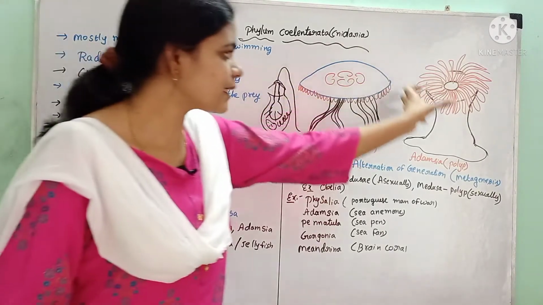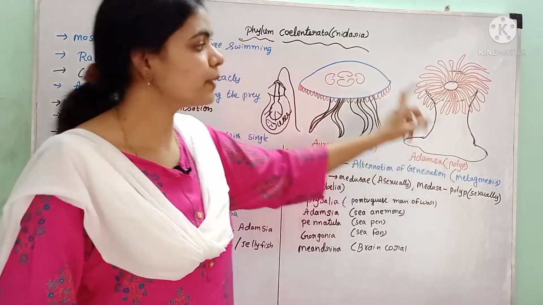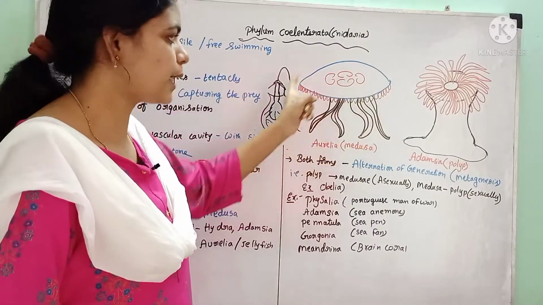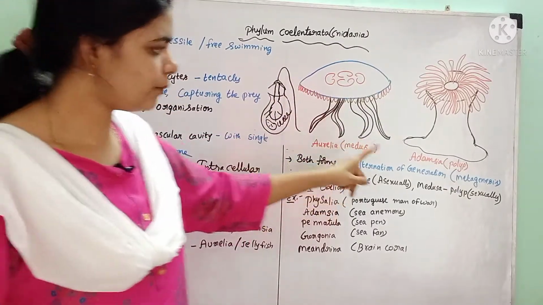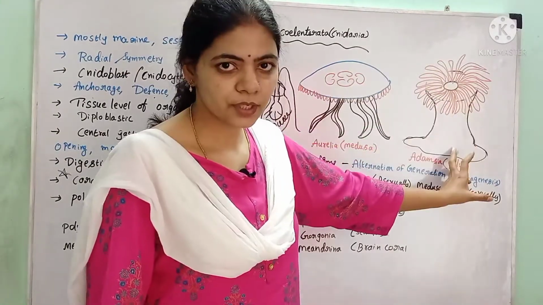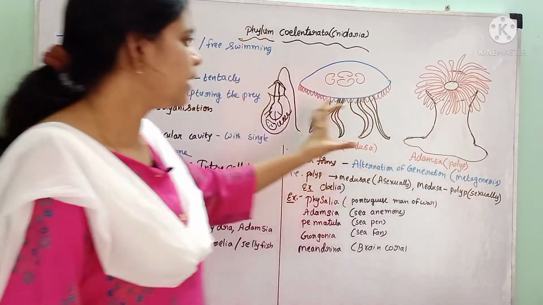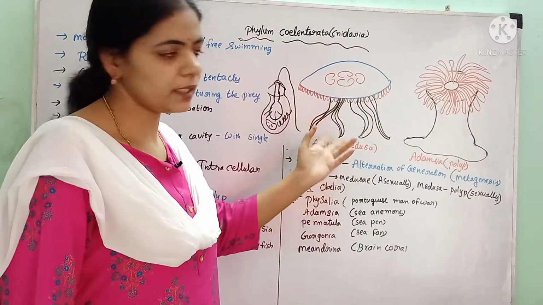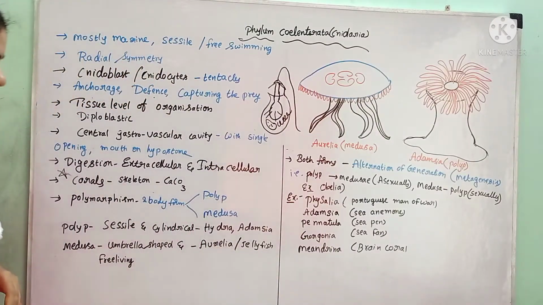If the body is cylindrical and sessile, it is called a polyp. If the body is umbrella shaped and freely swimming, that is called medusa. What is a polyp? The body is cylindrical and it is sessile. That body is called the polyp form. If the body is umbrella shaped and free swimming, that is called the medusa form.